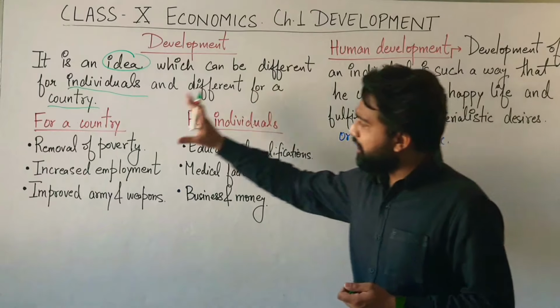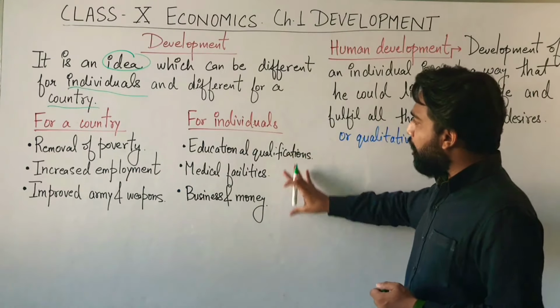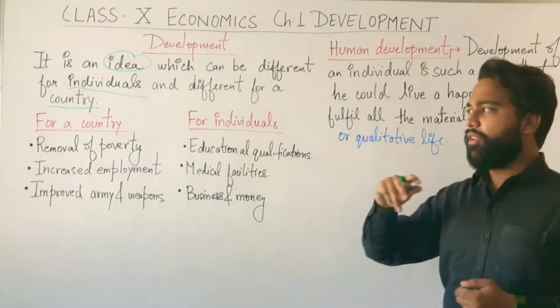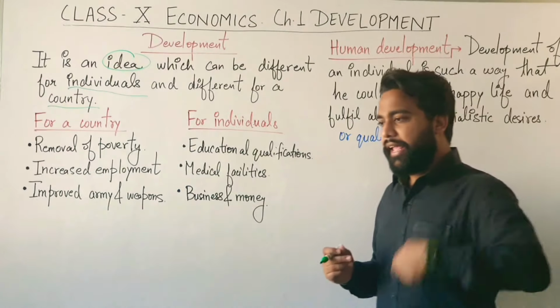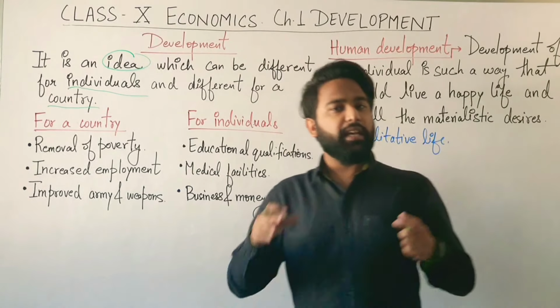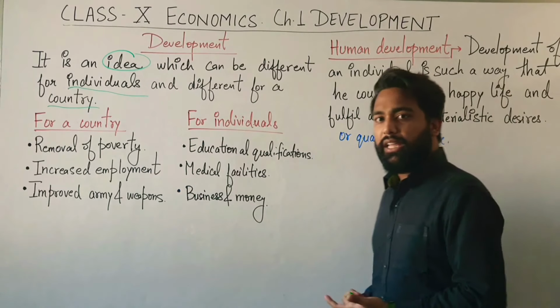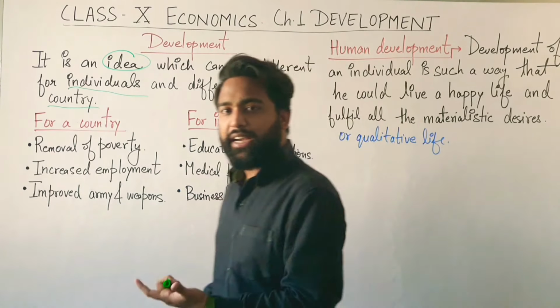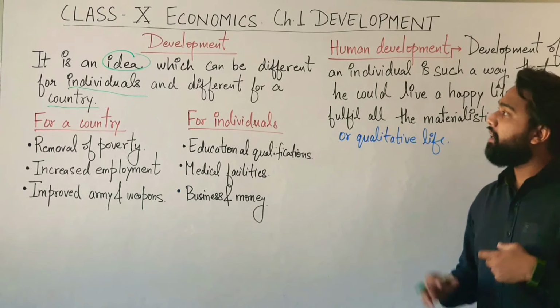So these are the ideas for the development of a country. But what if I talk about one individual? Suppose I have educational qualifications, then I can say that I am developing. If I am getting better medical facilities, then I can say that I am developing. If I get money, if I get my business right, if I earn more money with my business, then I can say that I am developing.